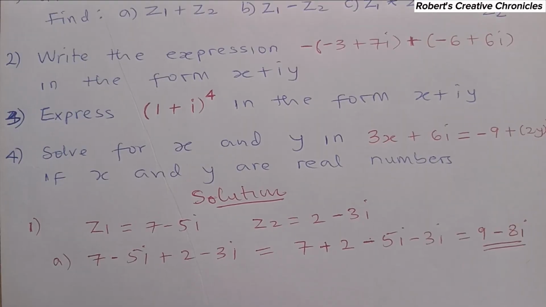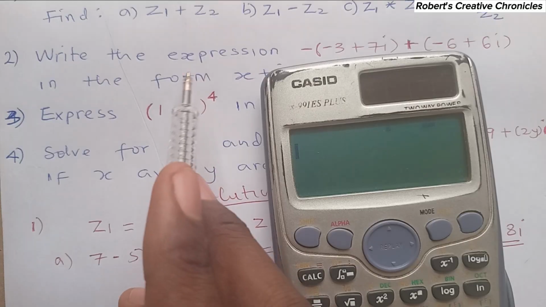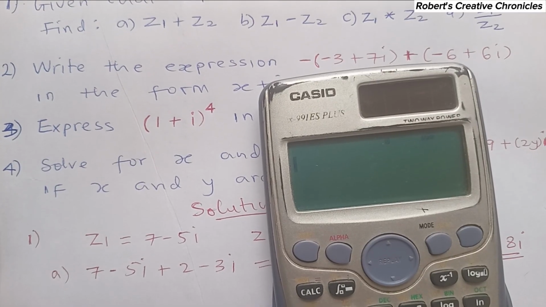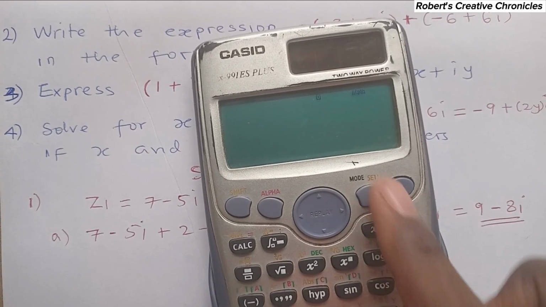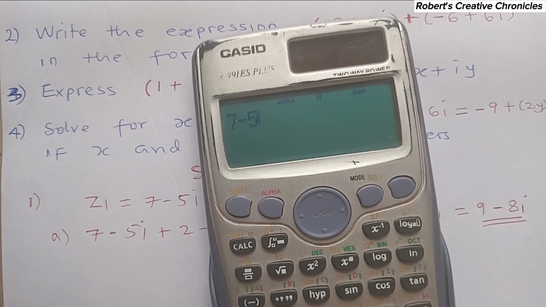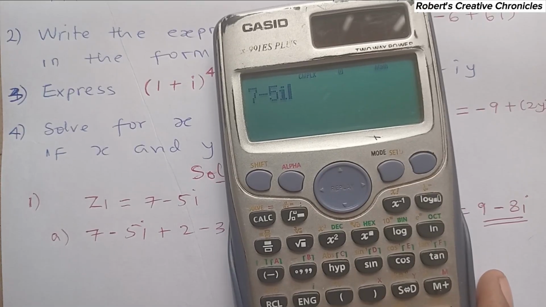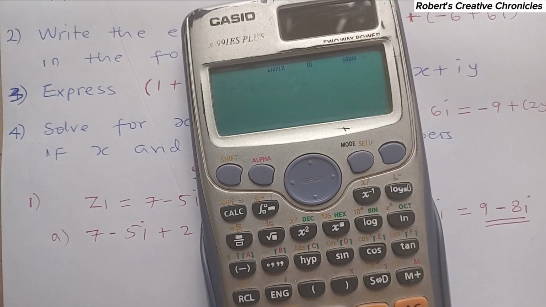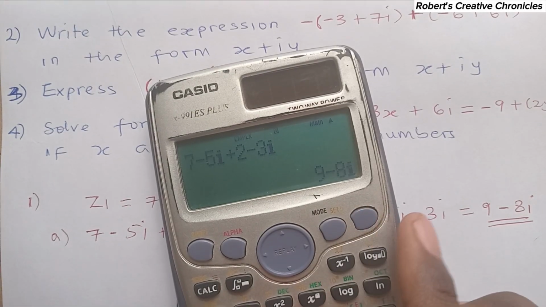So I'll be showing you a quick method. You can actually cross-check this using your calculator. All these addition, subtraction, multiplication, division of complex numbers, you can actually cross-check them using your calculator. So we'll put complex mode first, then 7 minus 5. Here is I, so it will be shift I. So 7 minus 5i plus 2 minus 3i. This is 9 minus 8i. That's what we got. So if you get it, you can try cross-checking it using your calculator.